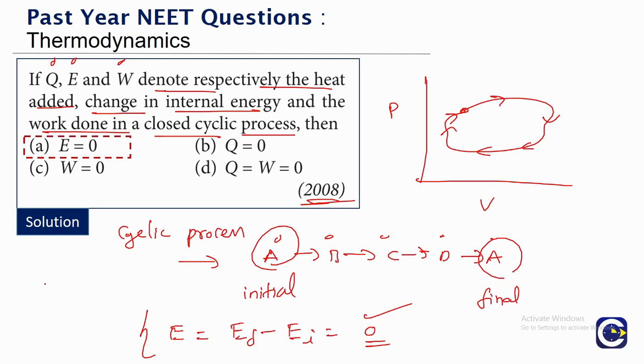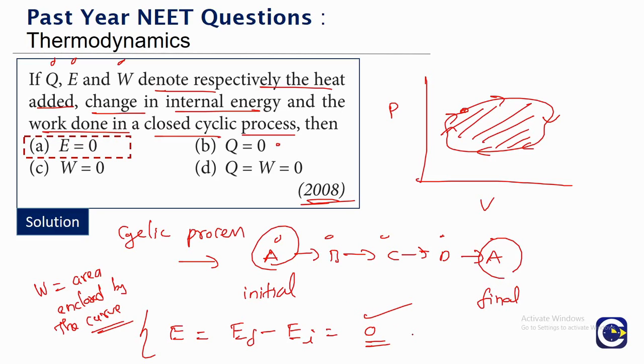Option A. W will be the area enclosed by the curve. Okay, so whatever the cyclic curve that is there, area enclosed. So we'll see that there is an area enclosed by the curve, right? So that will be representing the W. So it may be 0, it may not be 0. We cannot say. Q of course depends upon W. So we will not be able to say that W is 0 and Q is 0, because it depends upon the type of process. But what we can definitely say for any cyclic process is the change in the internal energy will be 0. So what is the correct answer for this? Option A is the right answer.